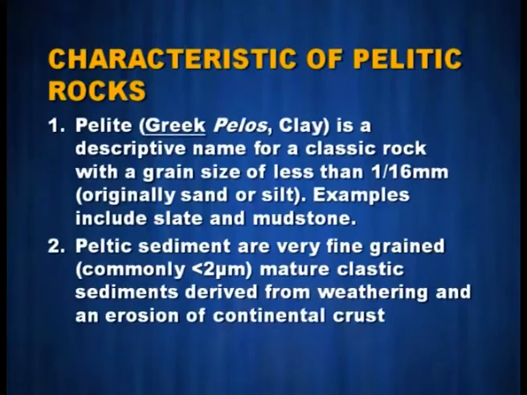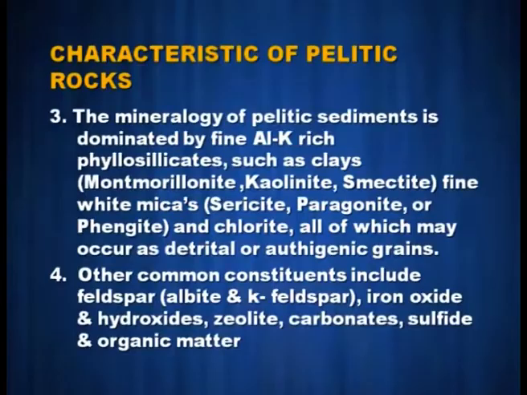Characteristics of Pelitic rocks. First, pelites, from the Greek pelos meaning clay, is a descriptive name for clastic rocks with a grain size of less than 1/16 millimeter, originally sand or silt. Examples include slate and mudstone. Second, pelite sediments are very fine grained, commonly size less than 2 micrometer, mature clastic sediments derived from the weathering and erosion of continental crust.